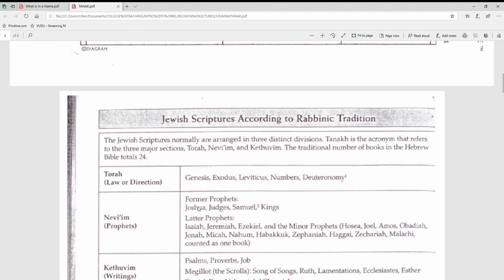So your former prophets are Joshua, Judges, Samuel, Kings, and then your latter prophets are Isaiah, Jeremiah, and Ezekiel, those are major, and then the book of the 12 minor prophets. Jews count them as one book. Christians count 12 individual books. So there's your Nevi'im, the prophets.